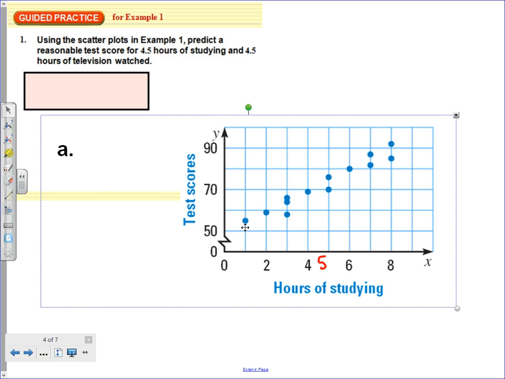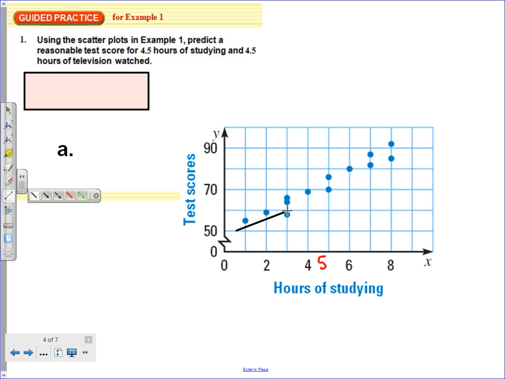Again, trying to make my line where half the points are above and about half are below. So if this is my line, and I'm going to erase this 5 because I moved the picture around, make sure the 5 is on the line. 4.5 would be about right there on my line. And if we were to estimate, I'm assuming that would give us approximately a score of 72.